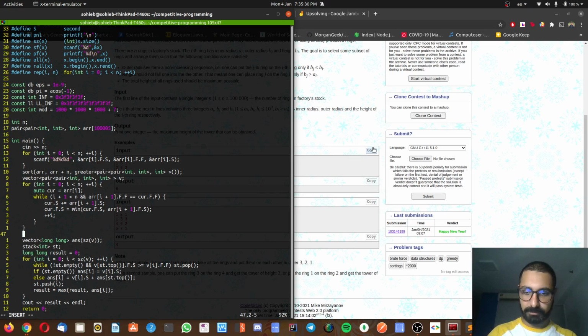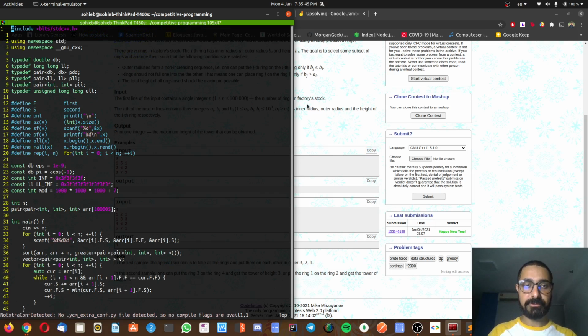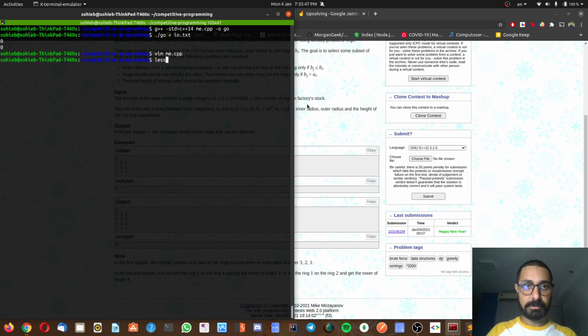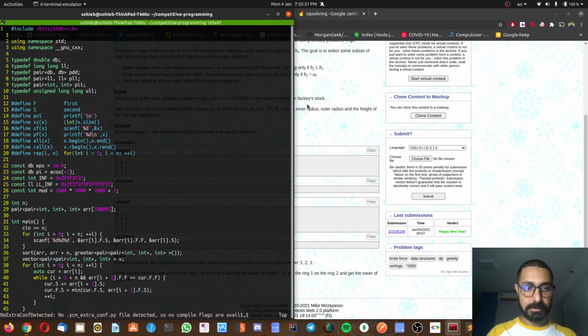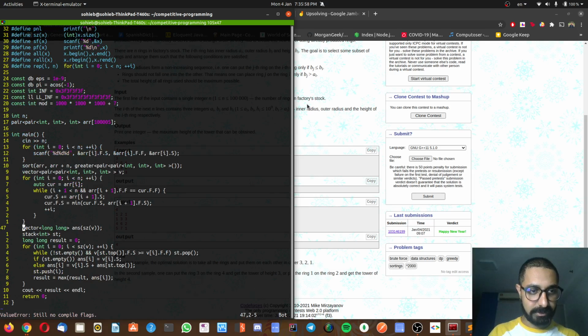Okay, let's first check if the size of v is actually correct. In the first test case, it should be 3. It is 0, so the merge itself. Let's also check the case is correct. Then we have an issue in the merging itself. Yes, this is the issue.